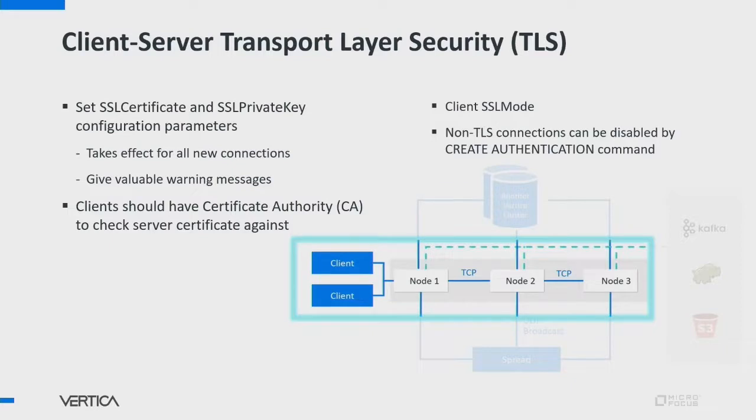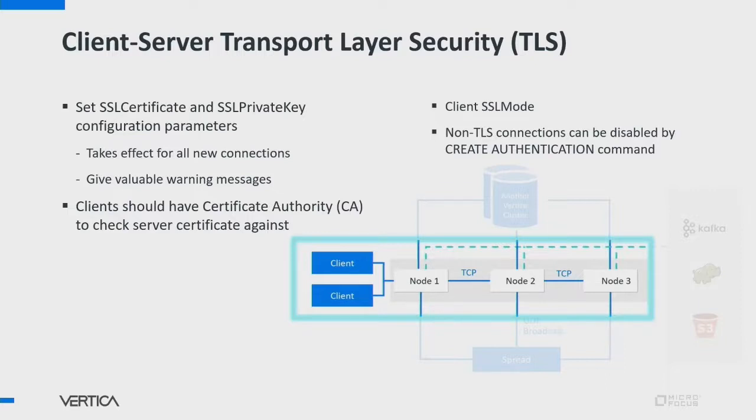Vertica supports two modes, server and mutual. In server mode, the client must confirm the server's identity before connecting. The client verifies that the server's certificate and public key are valid and were issued by a certificate authority, CA, listed in the client's list of trusted CAs. This helps prevent man-in-the-middle attacks. In mutual mode, the client and the server must verify each other's identity before connecting.